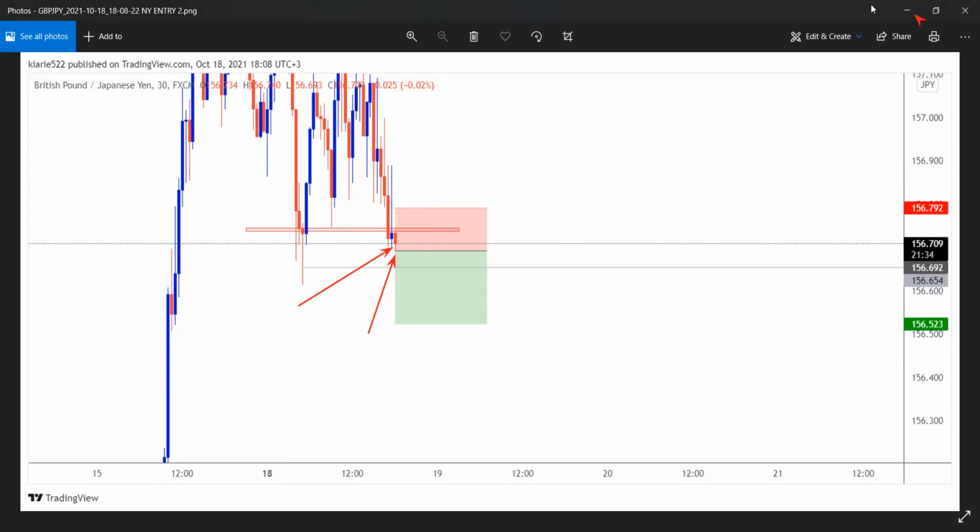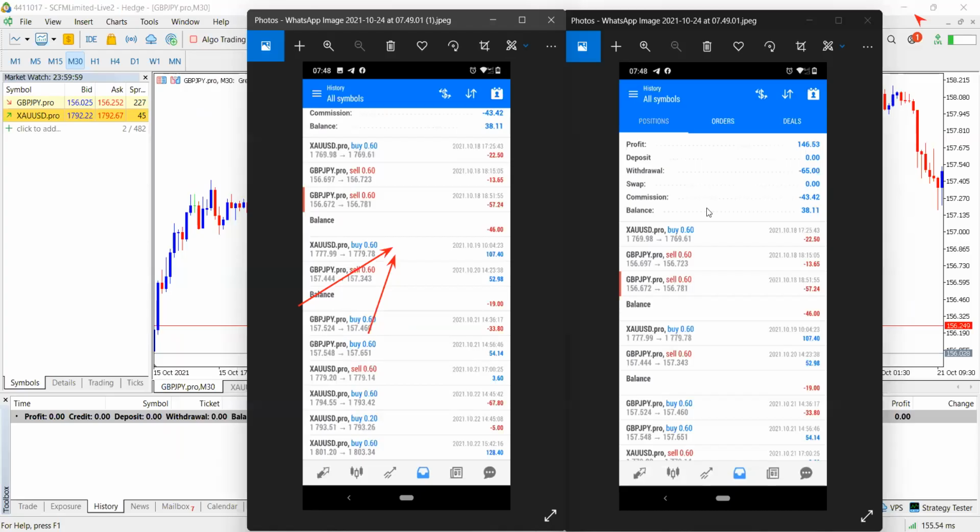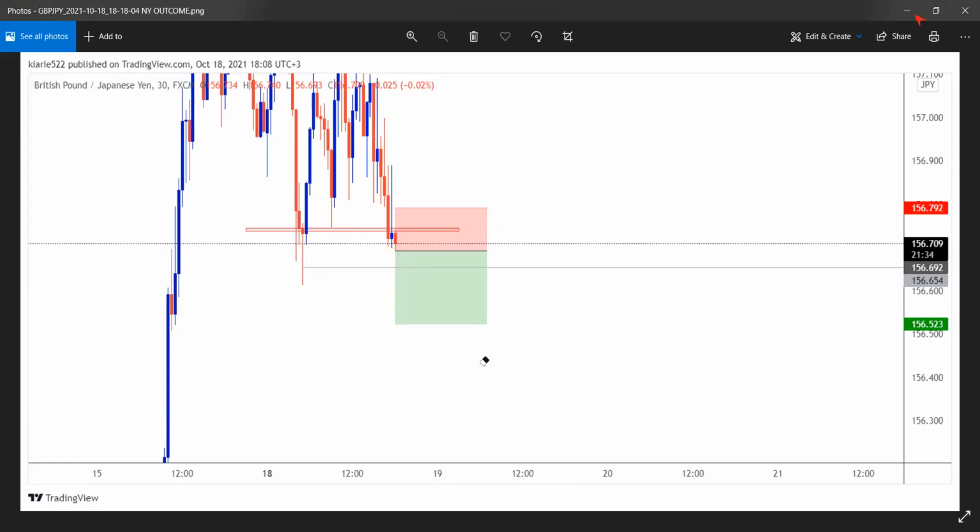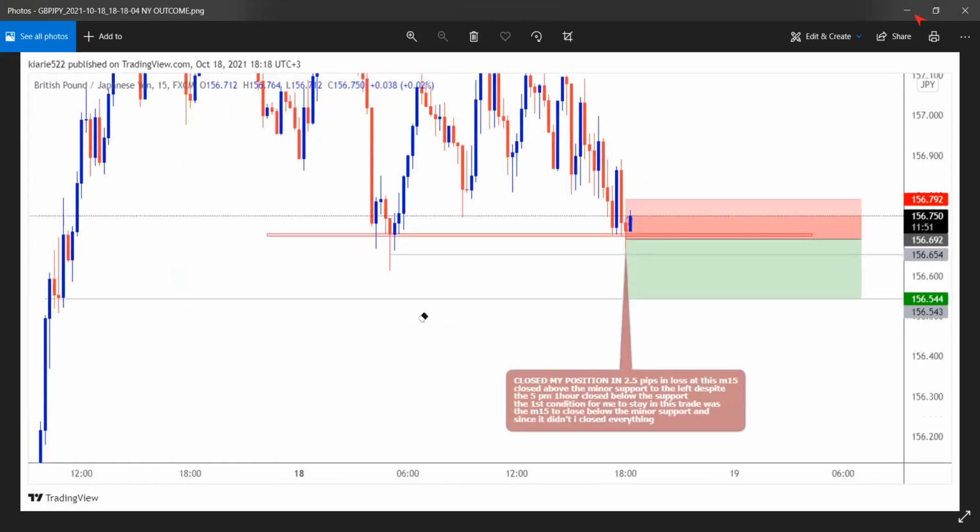I closed my trade, in almost 2. Hiyo nikaa 2 pips, tuseme 2.5 pips loss. Hebu niwacha nione reason yake. Ndio hiyo entry yake. So I closed my position at 2.5 loss as this M15 closed above the minor support.